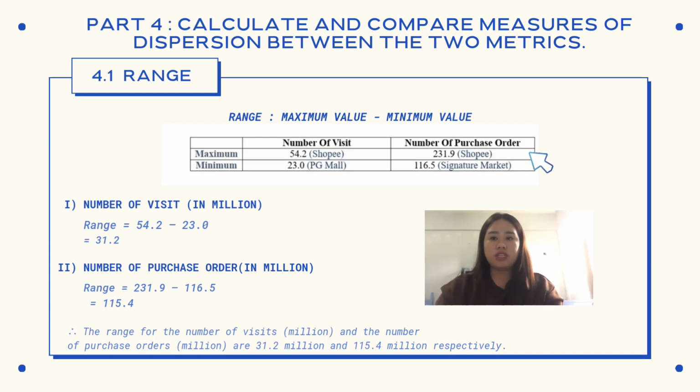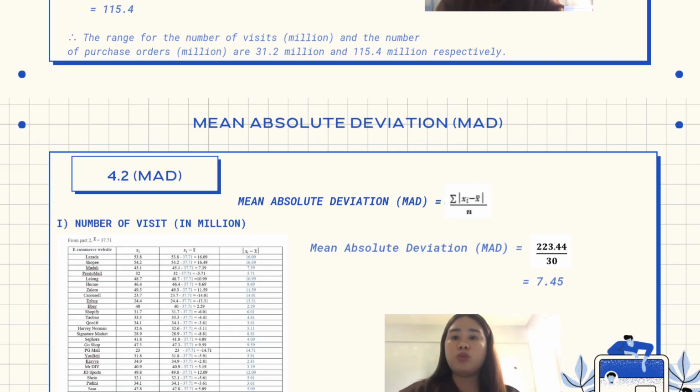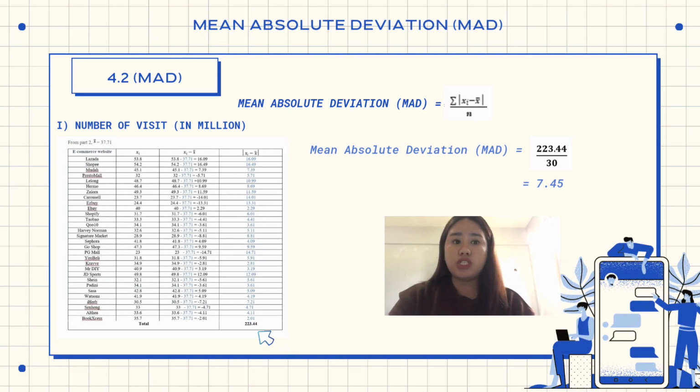The range for the number of visits in million is equal to 54.2 minus 23.0, which equals 31.2, while the range for the number of purchase orders in million is 231.9 minus 116.5, which equals 115.4. In conclusion, the ranges for the number of visits and the number of purchase orders are 31.2 million and 115.4 million respectively. So let's move on to the next slide, which is mean absolute deviation, MAD.